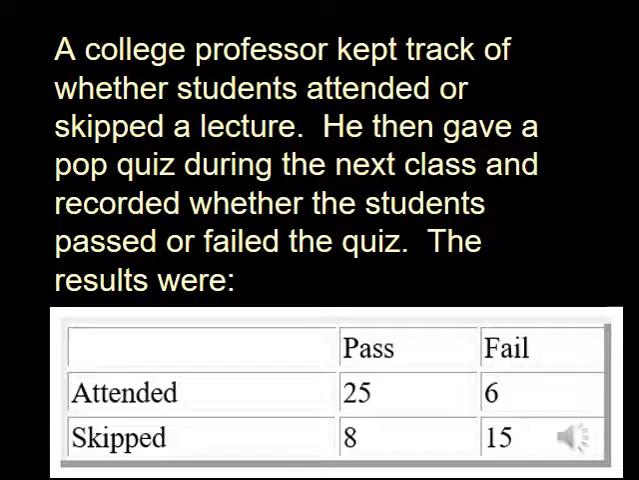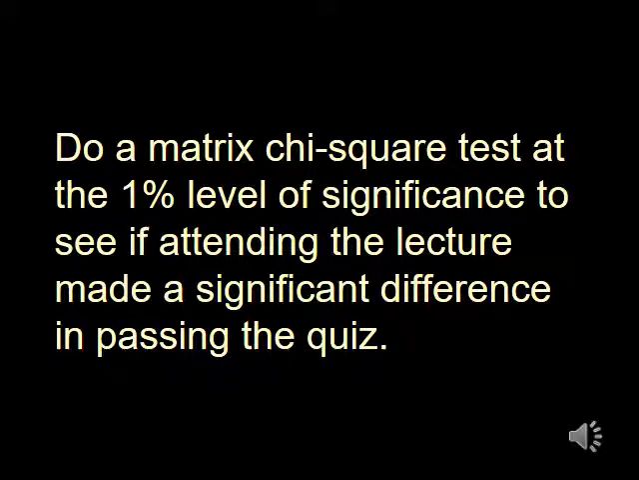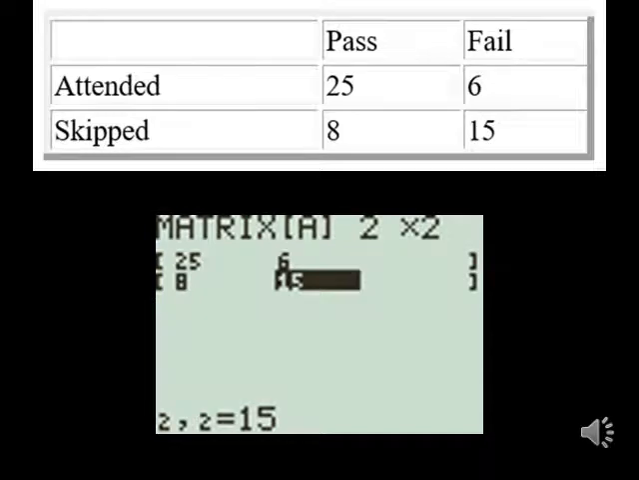But we're going to do the test and find out whether it is or not. We're supposed to do a matrix chi-square test at the 1% level of significance to see if attending the lecture made a significant difference in passing the quiz. So the first step again is enter those numbers in your calculator.